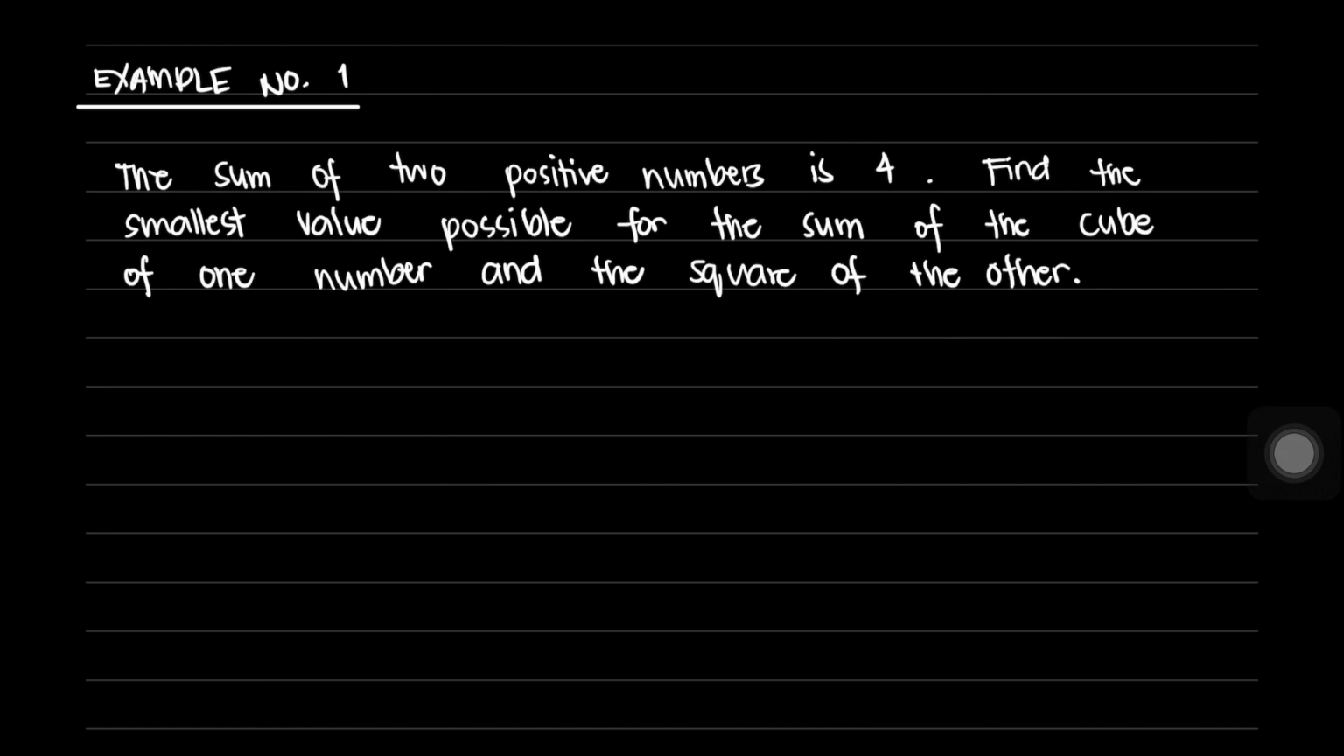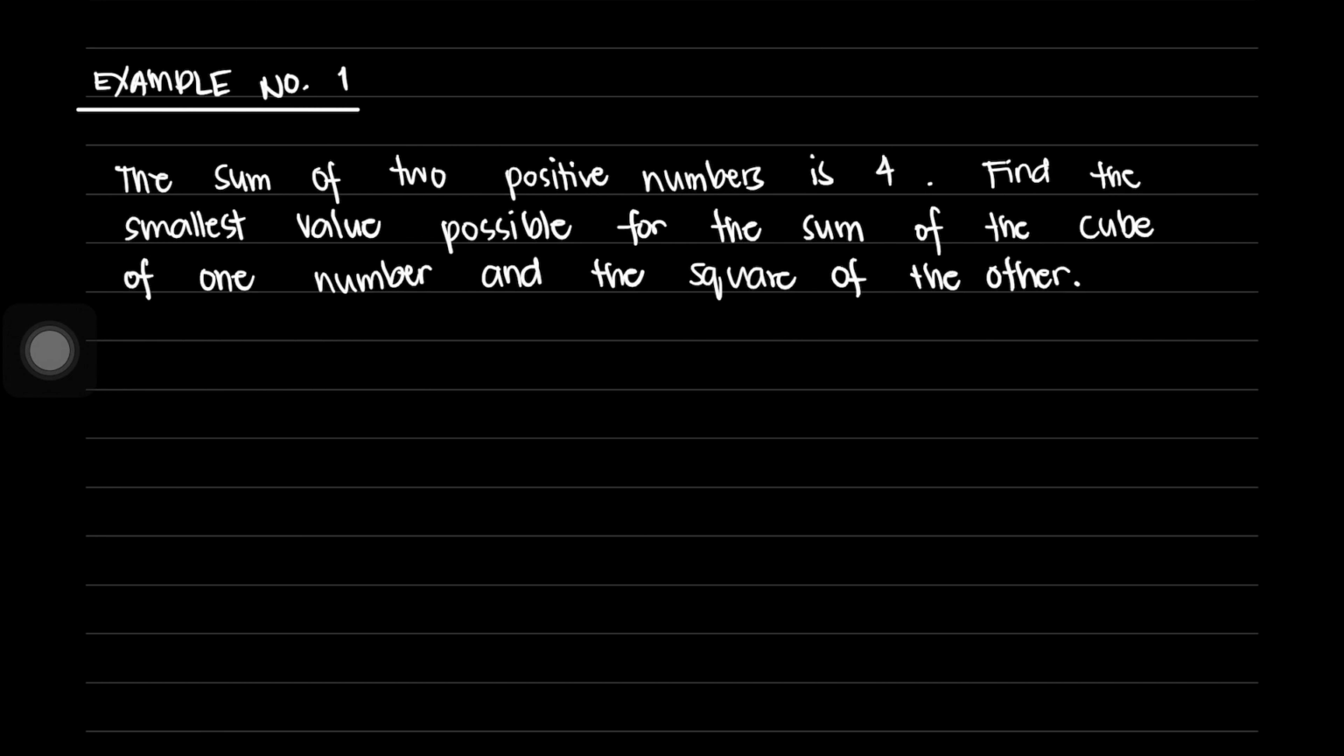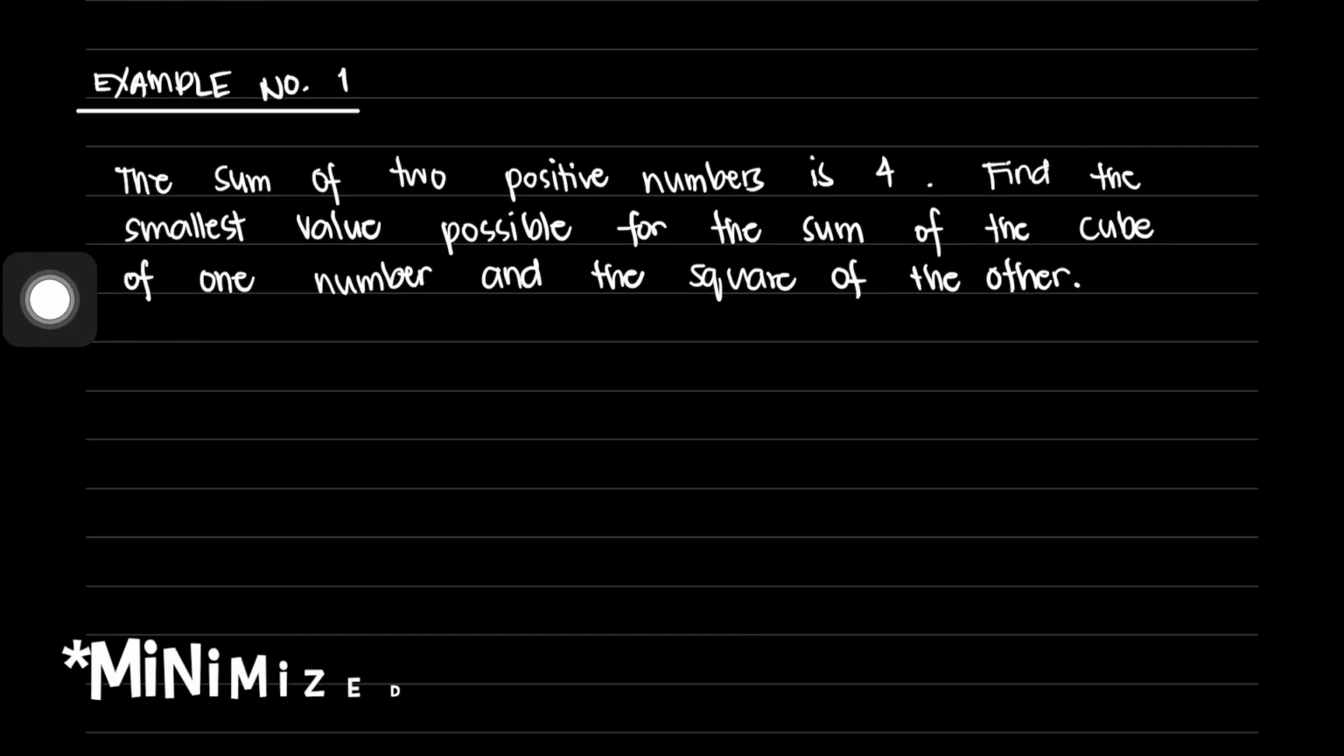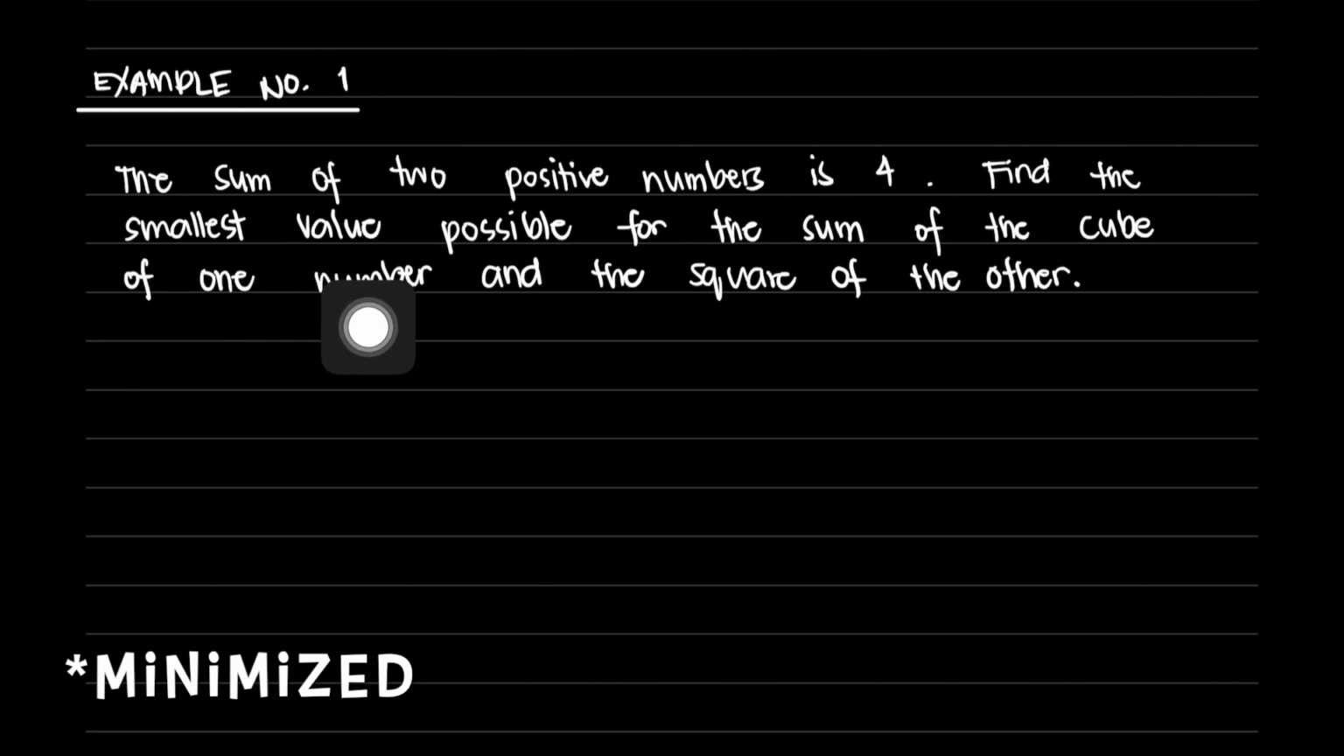Now, to illustrate the steps, let's have this first example. The sum of two positive numbers is 4. Find the smallest value possible for the sum of the cube of one number and the square of the other. So for this particular problem, we are going to find the minimum value. The smallest value possible for the sum of the cube of one number and the square of the other.